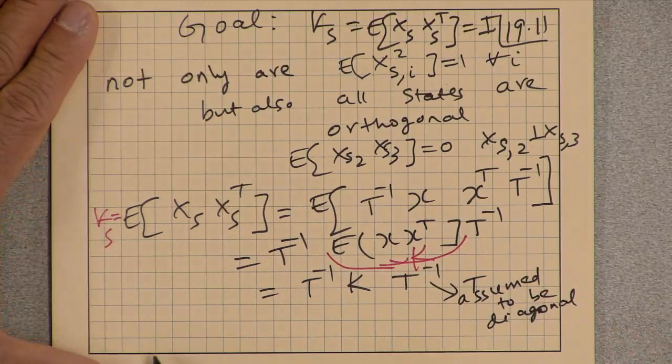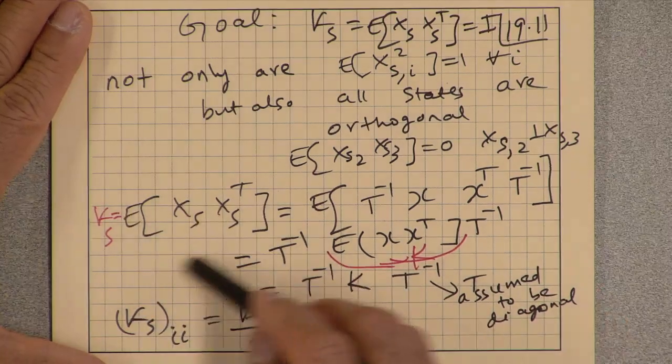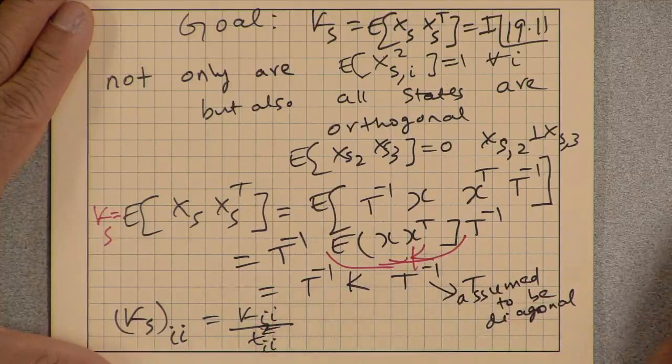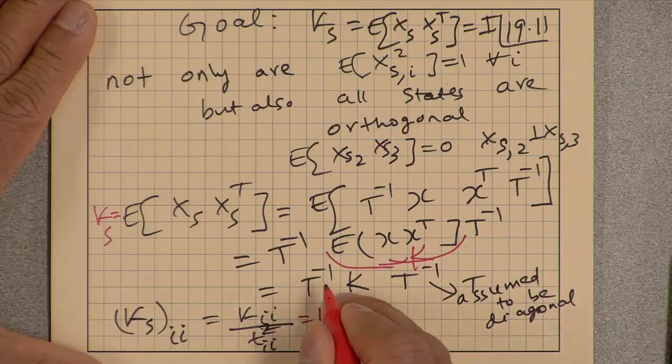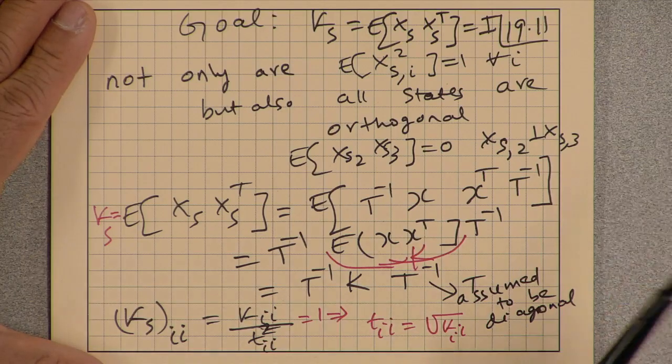And you will quickly see that K scaled II, the diagonal value, is going to be KII divided by TII squared. Well, if it was just a scalar, then this would be 1 by T times K times 1 by T. And for this to be equal to 1, choose TII to be the square root of KII. Okay, that completes the scaling. So now we are done with scaling.